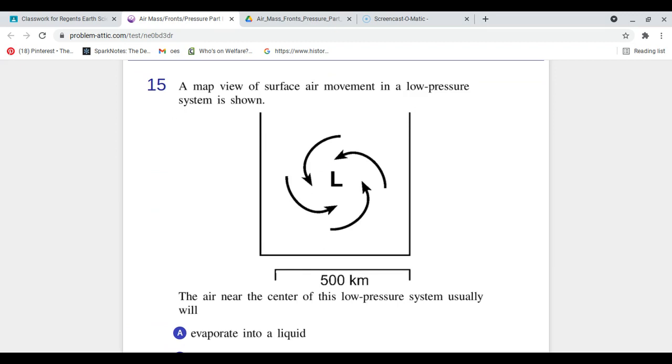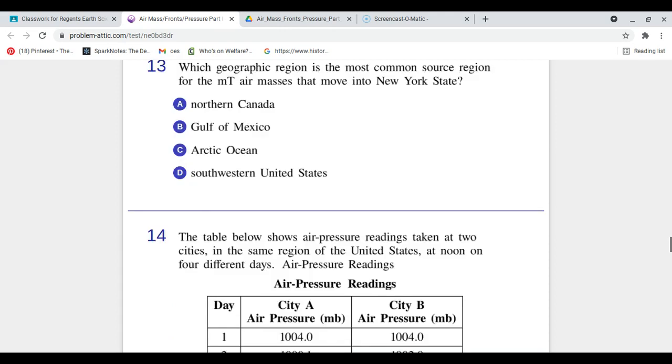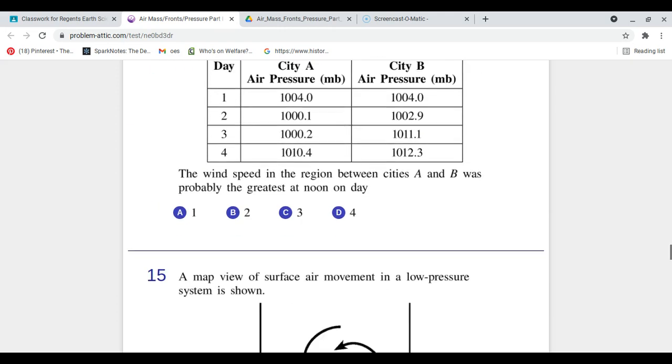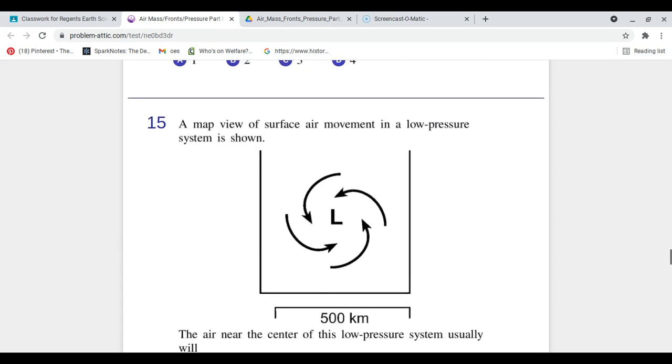Number 15. A map view of surface air movement in a low pressure system is shown. Ooh, that kind of gave you the answer to what was that? Number 12. If you weren't 100% sure with 12, number 15 can kind of help you out.